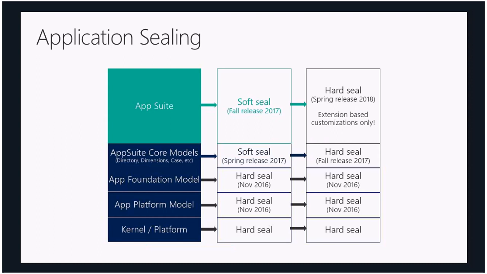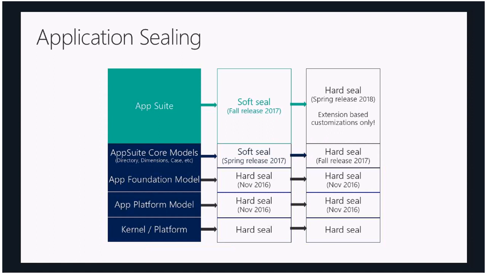This has been published and talked about a lot, so it should be a review. The application platform and foundation were hard sealed last year, meaning no overlayering is allowed. Some of the application core models, such as the dimensions and cost accounting, were soft sealed in the spring release. Soft seal means overlayering is still allowed, but a compile warning will be issued warning the developer that soon this will be sealed and they should move their overlayering customizations to extensions.